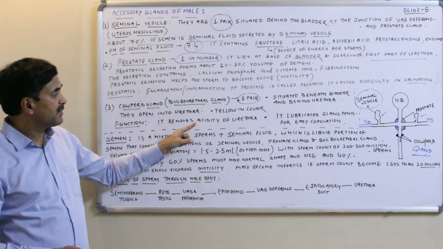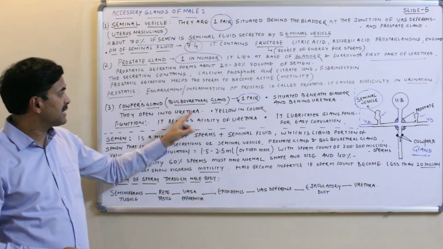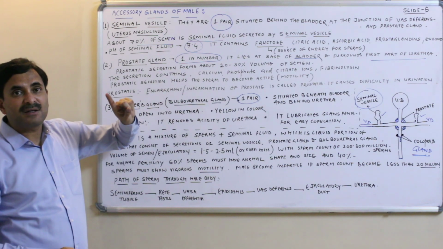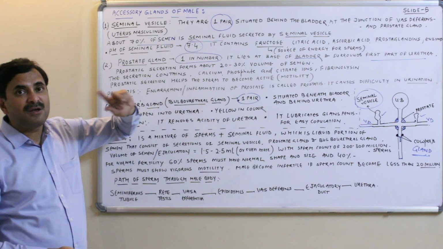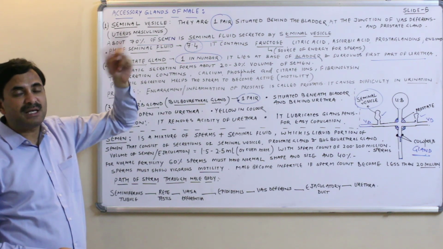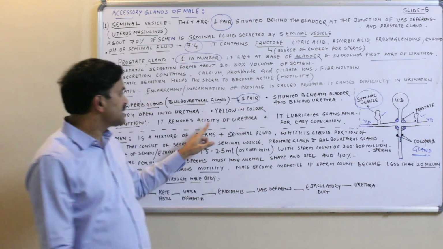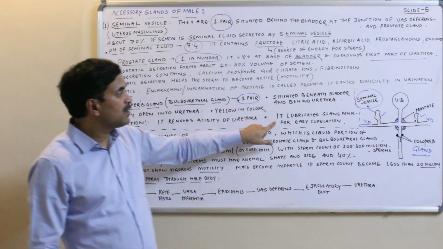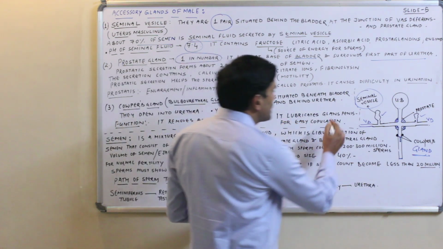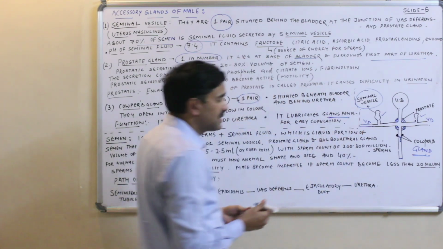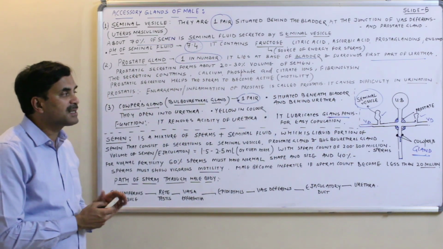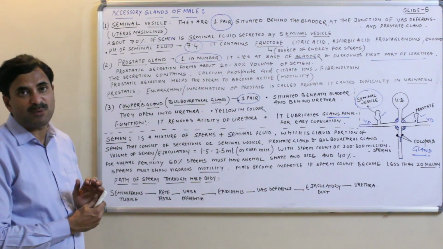If the acidity of the urethra is removed by the secretion of the Cowper's gland, then the sperms present in the semen will be safely passed out and can fertilize the ovum in the female genital tract. Not only does it remove the acidity of the urethra, it also lubricates the glans penis. Glans penis is the swollen tip of the penis, so it lubricates the glans penis for easy copulation.